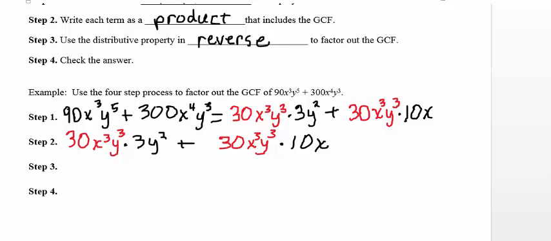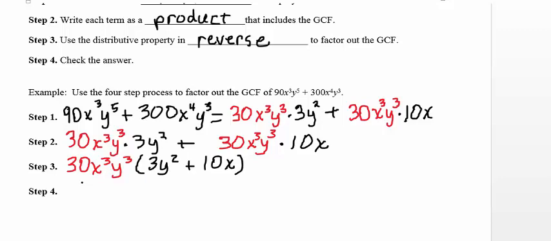Step 3 is to use the distributive property in reverse to factor out the GCF. So 30x cubed y cubed is a common factor to both terms. And I'm going to multiply that by 3y squared plus 10x.